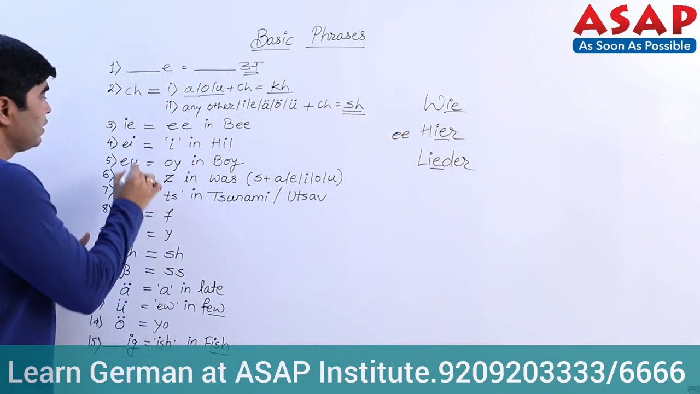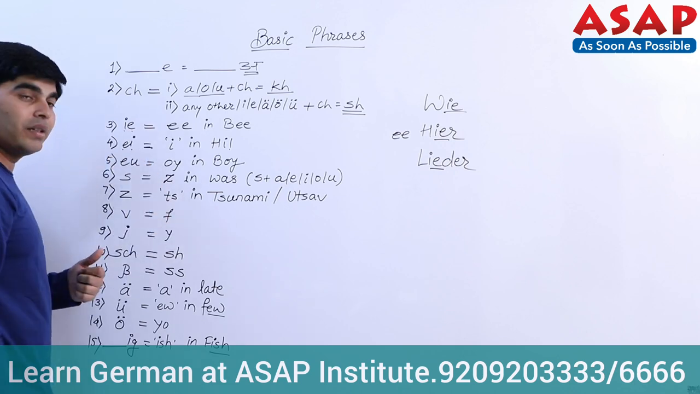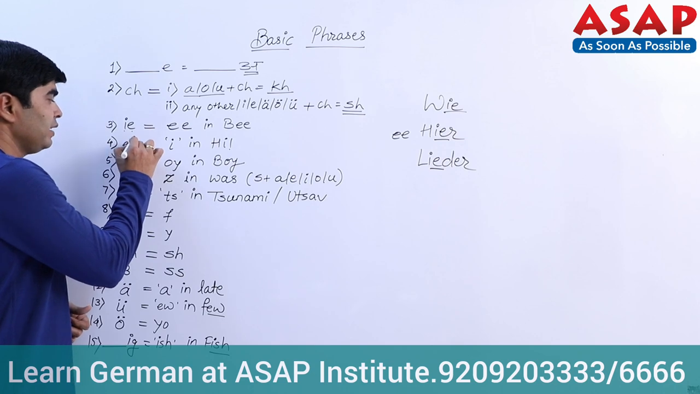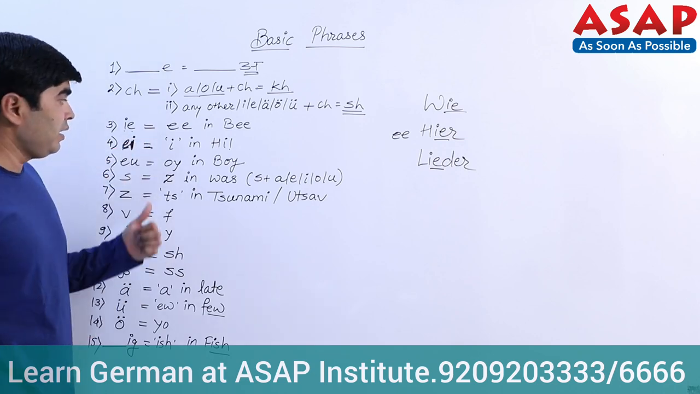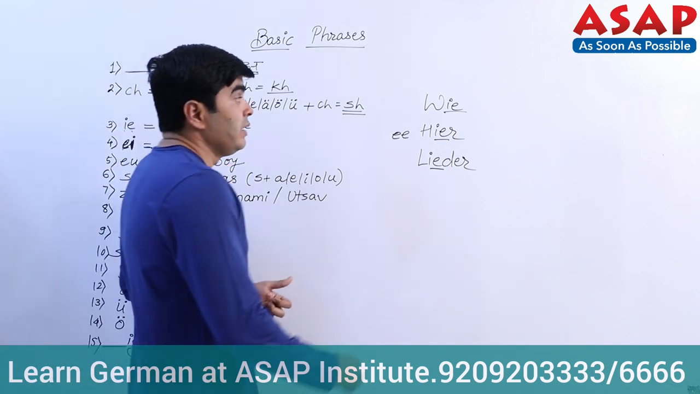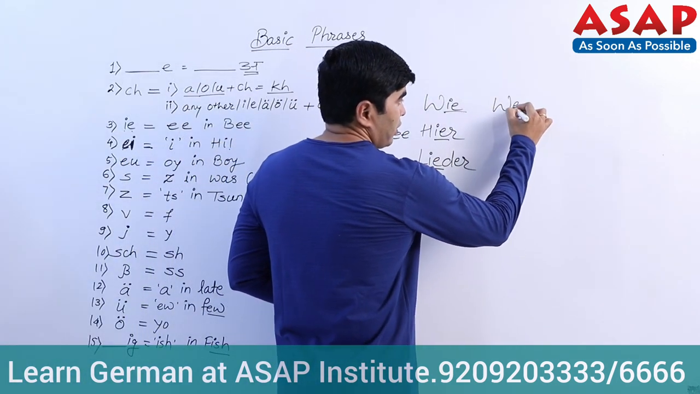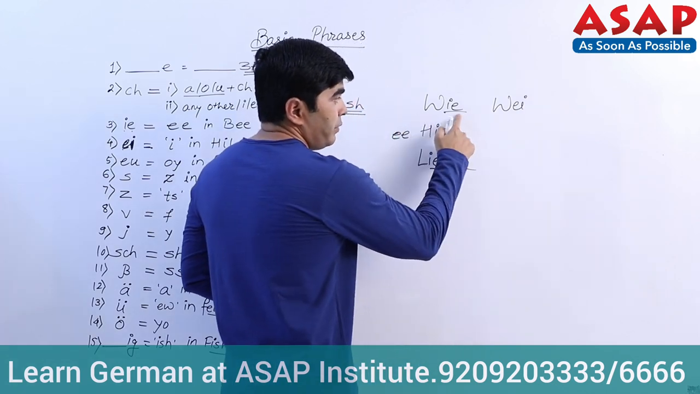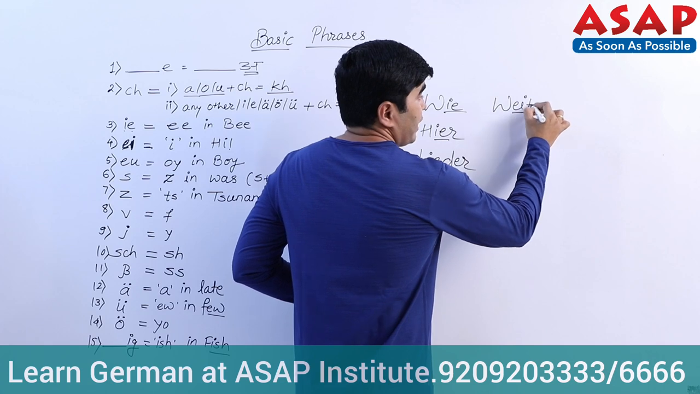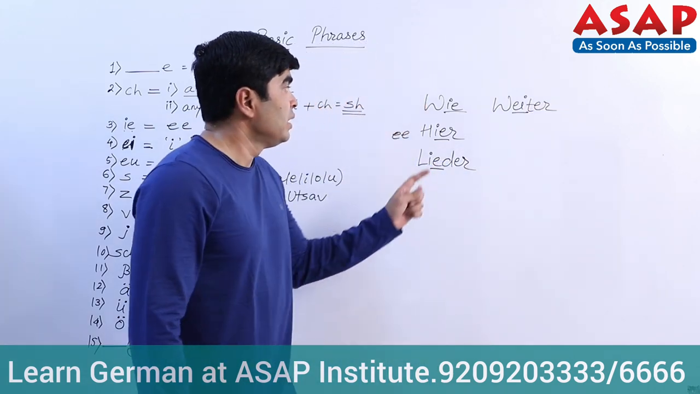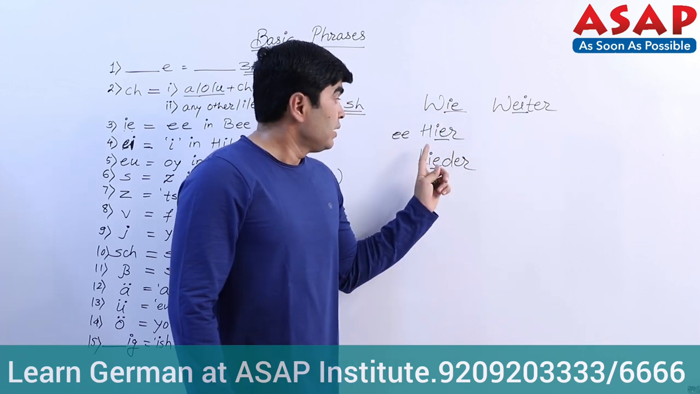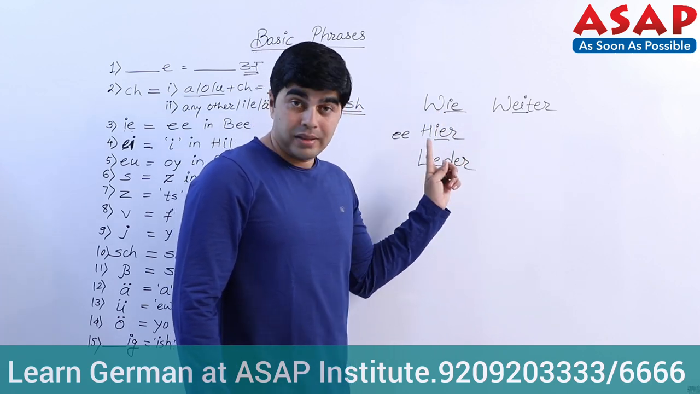But below that are the same two alphabets with the positions interchanged, that is EI. If it is EI, then it's pronounced as an I sound, like in high. I will write the same combination here. Here it is V and here it is Y. Let's say whiter, V, Y, whiter. Here it is I-E-R.